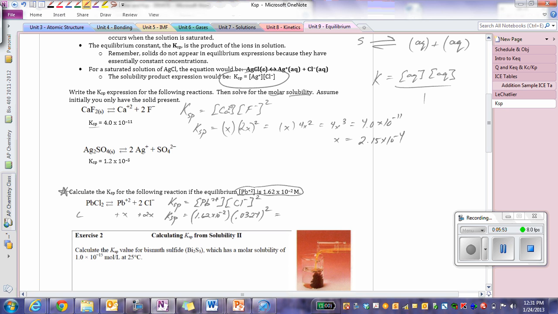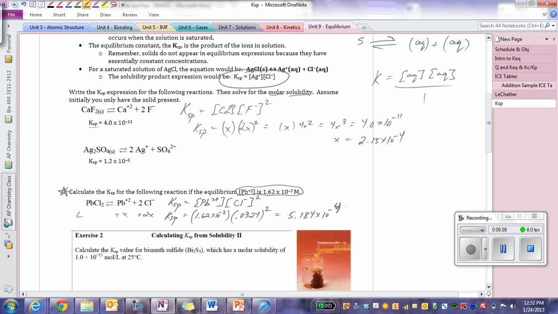So a KSP of 5.184 times 10 to the minus 4. There we go. Not too difficult, they're all pretty straightforward.